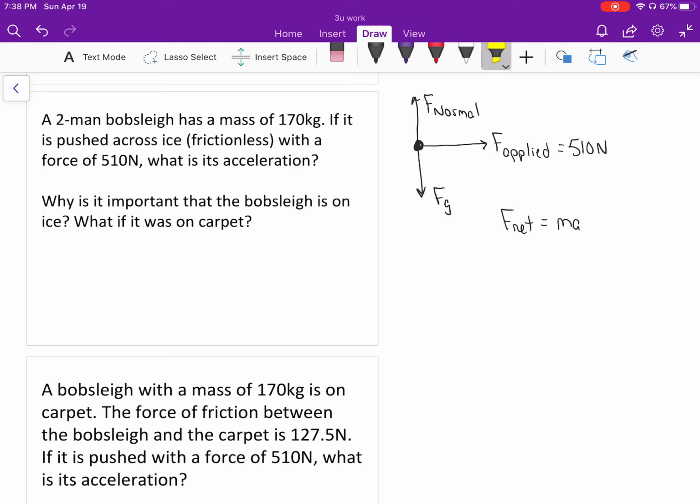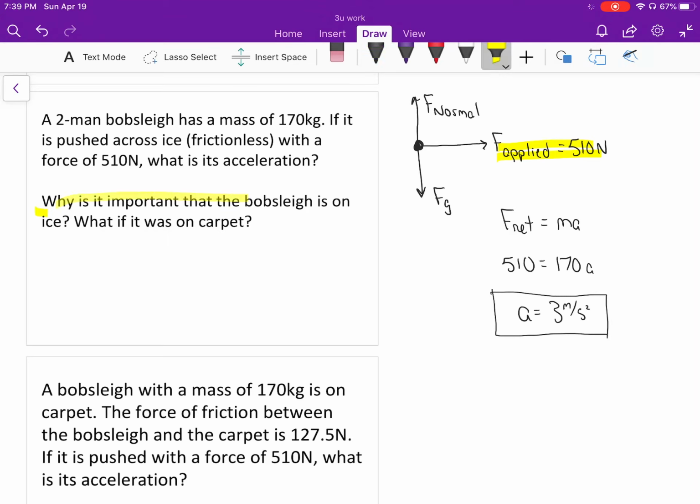Because there's only one force, that is our F net. This is kind of similar to the last couple questions. We're going to build on it. This is similar to how we did the lab. There only was one force, so we can say 510 equals 170 times a. Divide the 170 over, you're going to get that the a is exactly 3, and through the magic of Newton's second law, meters per second squared is the unit.